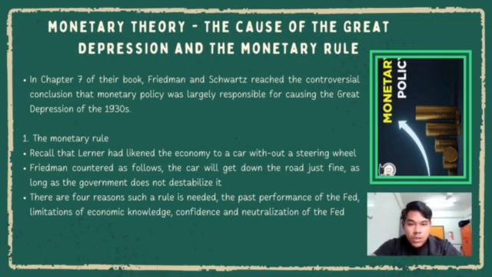And we go to the monetary rule. Recall that Lerner likened the economy to a car without a steering wheel. Friedman countered as follows: the car will go down the road just fine as long as the government does not destabilize it. There are 4 reasons such a rule is needed: the past performance of the Fed, limitation of economic knowledge, confidence, and neutralization of the Fed.